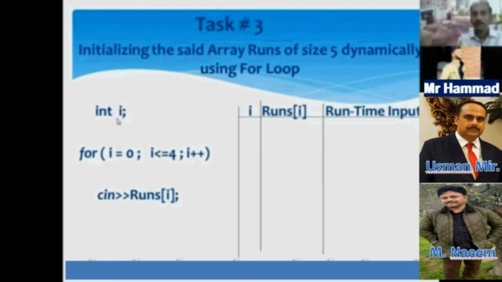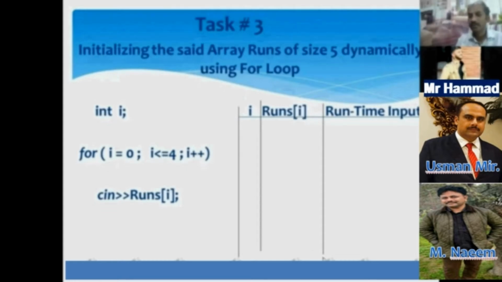My dear, when this int I statement is executed, what will be done? A memory location for this variable I will be allocated. After the execution of this declaration statement, the control of execution will be shifted to the for loop statement. In the for loop statement, there are three statements: the initialization statement, the condition statement, and the increment statement.